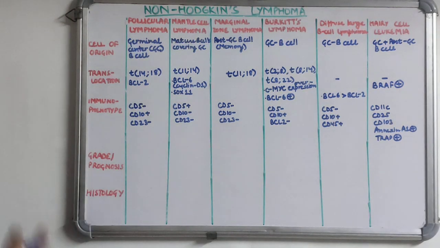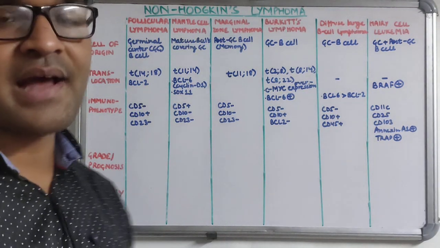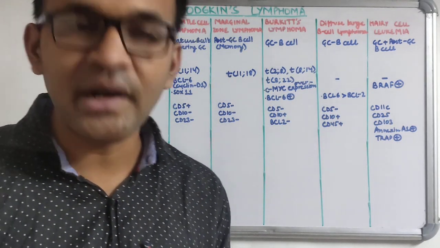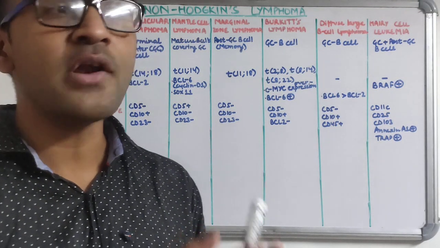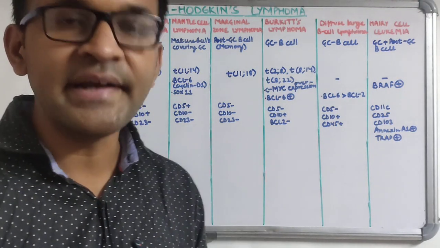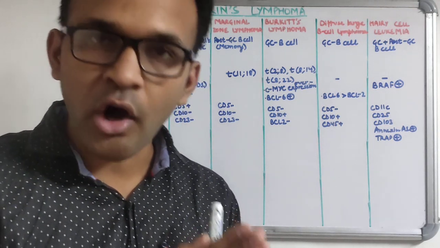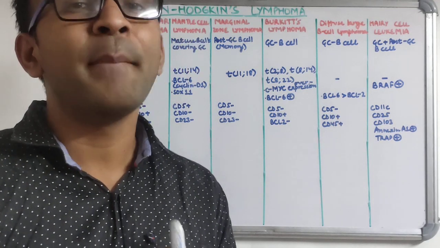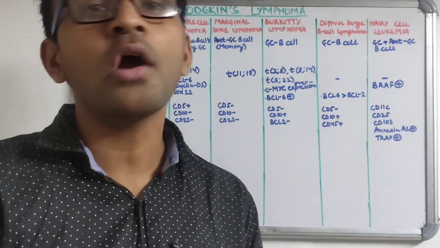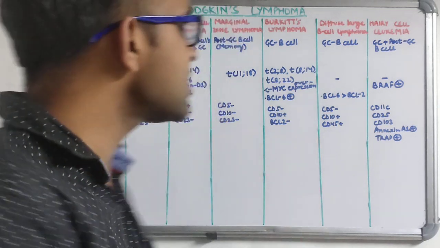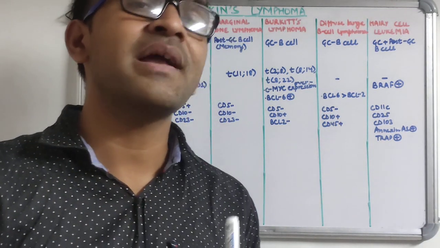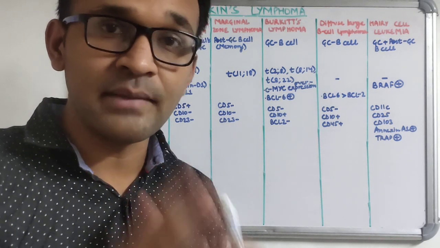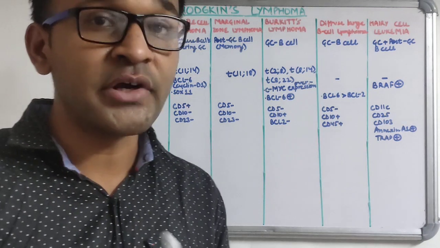Now if we talk about the grade and prognosis, we grade them as low grade, intermediate grade, and high grade. Low grade lymphomas are also called indolent lymphomas. Indolent in the sense that you can observe them. They are only treated if they cause symptoms or organ dysfunction. They are very sensitive to therapy, but ultimately the majority of them are not curable. In contrast, the high grade lymphomas, which we call aggressive lymphomas, require urgent treatment. They cannot be observed. They require immediate treatment, but they are potentially curable.